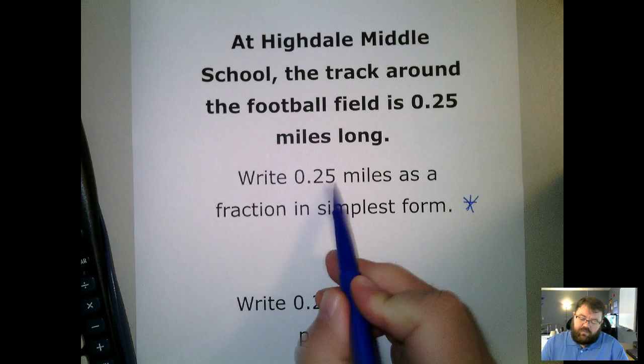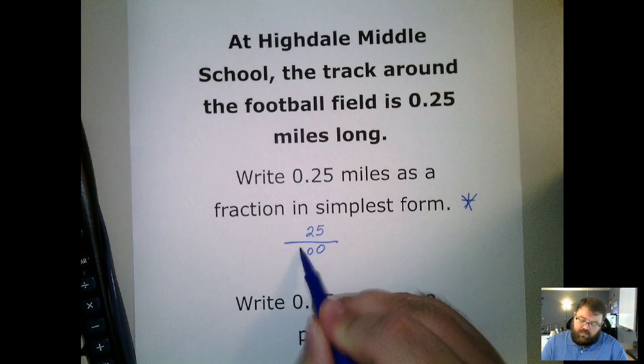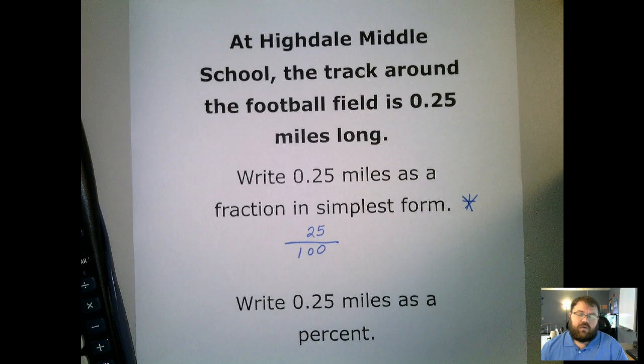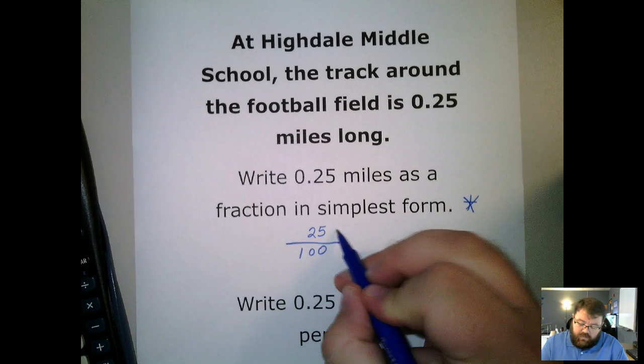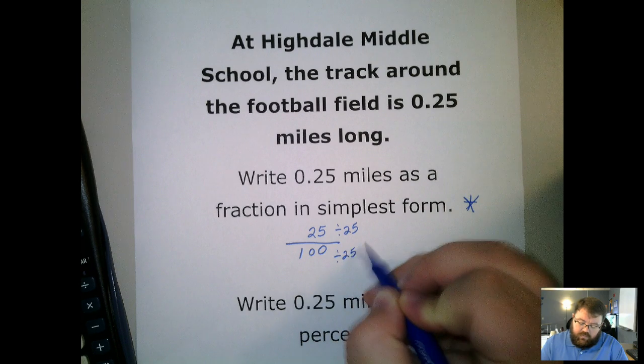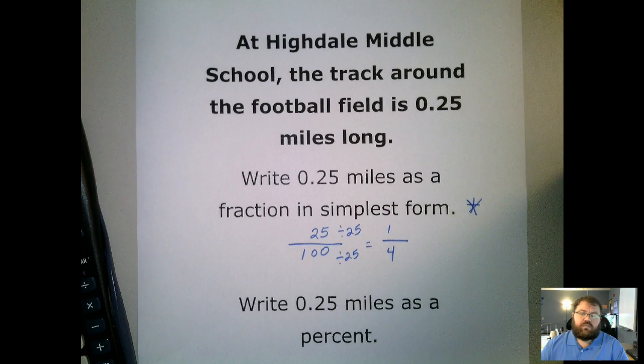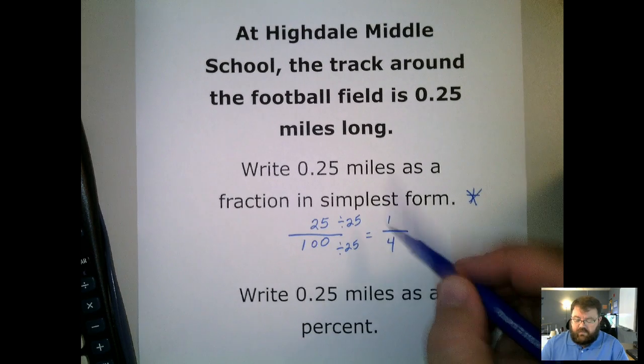Alright, you said 25 hundredths. I've got a 2 and a 5, 0, 0, put a 1 in front of it. 25 over 100. You should know this simplifies. We've done this fraction, so we know that 25 will go into itself, and 25 will go into 100. So we get 1/4. That is my final answer.